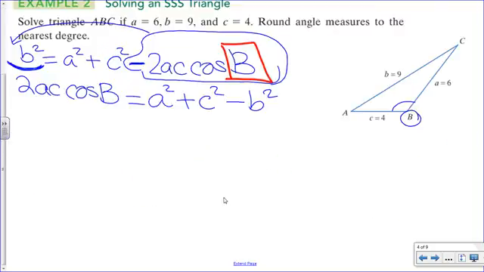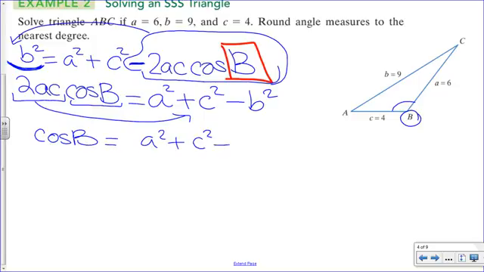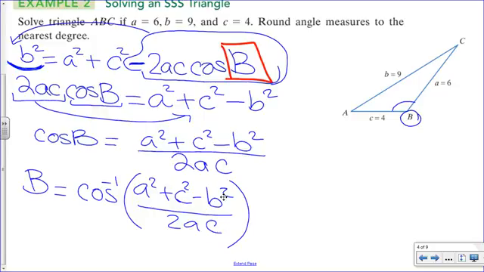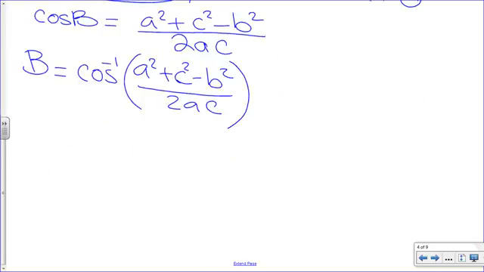Okay, now I think all of you can tell me what the 2AC is doing to the cosine of B. Multiplying. So if we take them across, what are those terms going to do? Divide. So we have A squared plus C squared minus B squared divided by 2AC. Now, how do we undo cosine? What is the inverse one? Cosine inverse, right? So B is equal to cosine inverse of that whole expression, A squared plus C squared minus B squared divided by 2AC. And so that is the formula that we're going to use.